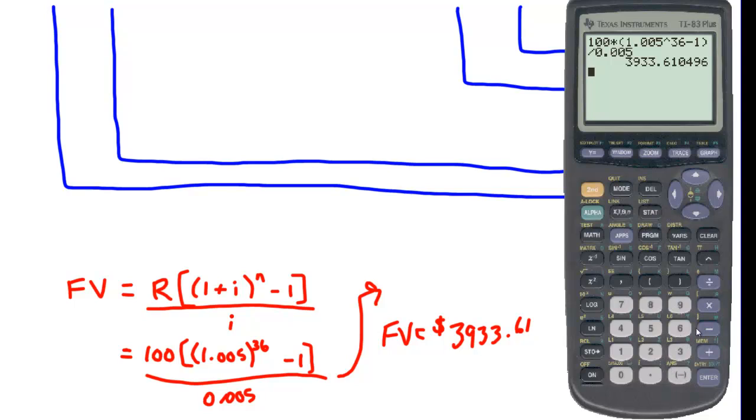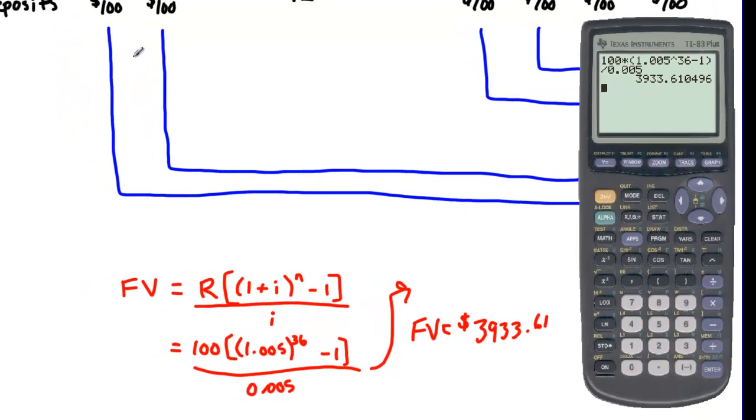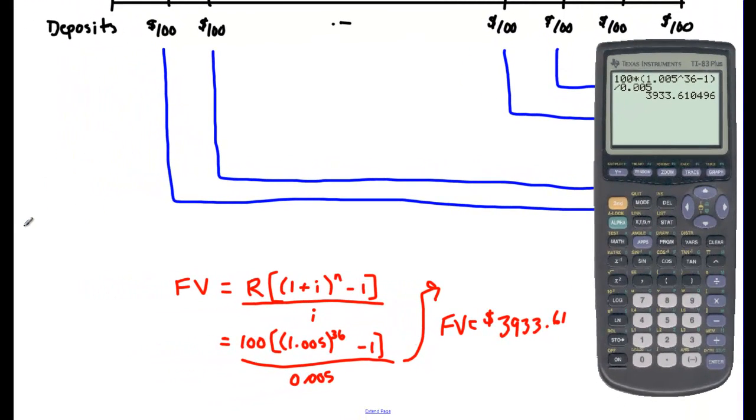Now let's just make sure that this sort of makes sense. He puts in $100 deposits every month for 3 years. Well, that's 36 total months. So 36 times 100 is 3,600. Well, this sort of does make sense. His future value is $3,933.61. So what's the total amount of interest that he earned on this account?